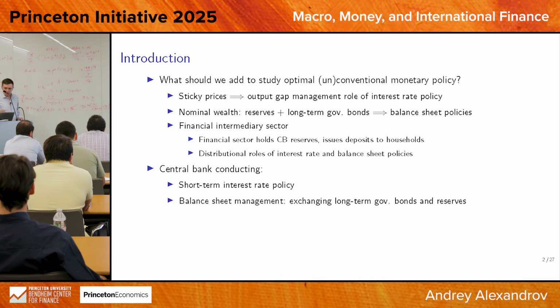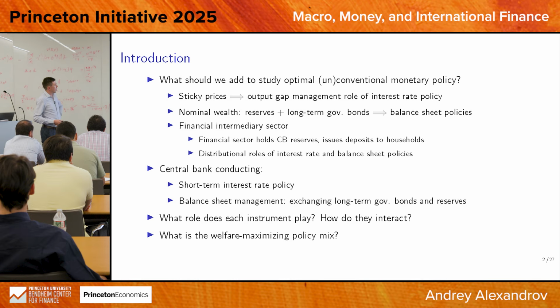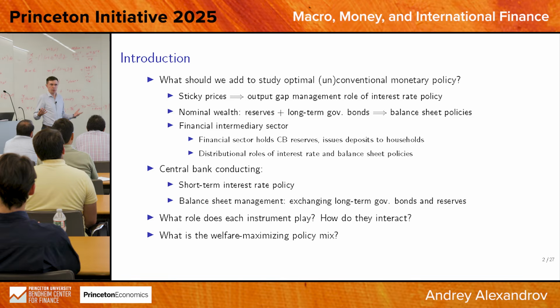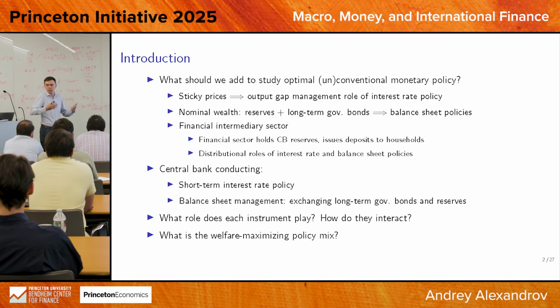And once you have all of these elements, you can start asking questions like, which role does each of these instruments play? What is the role of the short-term rate? What is the role of balance sheet policies? How do they interact? Does the balance sheet policy affect the way the interest rate propagates in the economy? All of these kinds of things. Or putting it differently, having gone through a big expansion of the central bank balance sheet, should the central banks rethink the way they set short-term interest rates, or can they just keep going as if nothing has changed before?